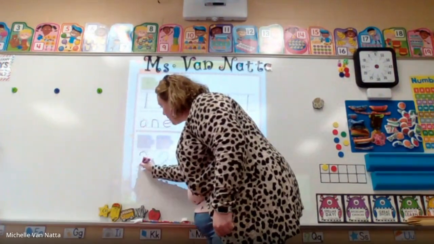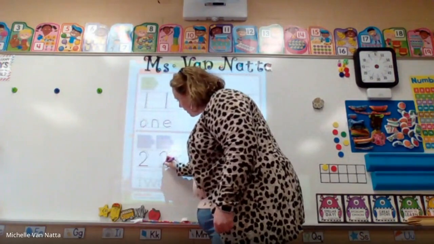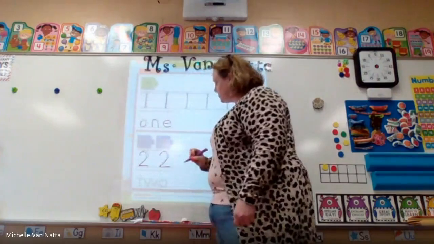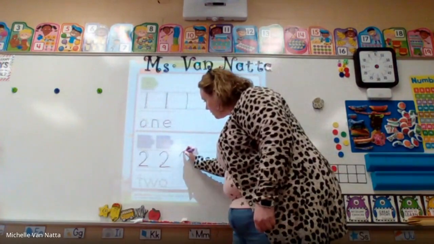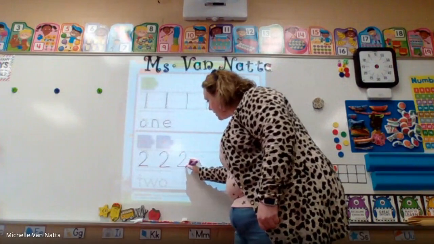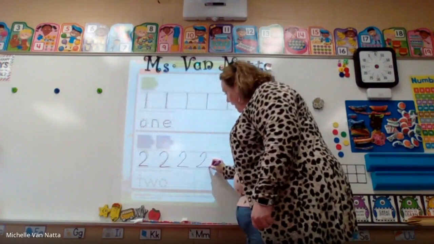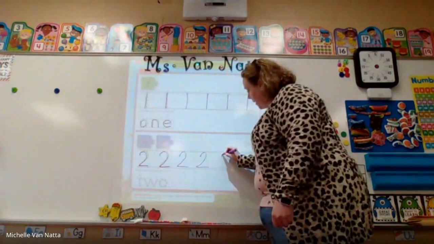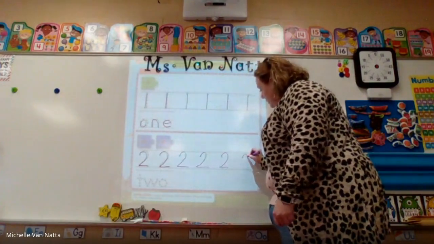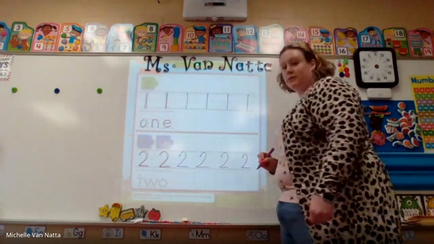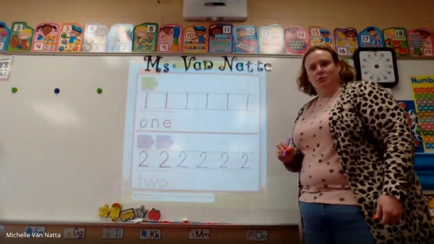Around and around and around and back. Okay, remember you start on the blue dot. Start right here. Around and around and around and back. Last one. Around and around and around and back. You traced the number 2. You traced and wrote the number 2.